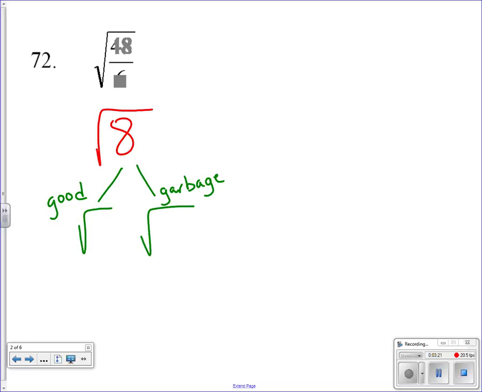Then also we have our list of perfect squares, so 1, 4, 9, 16, and so on. And is the number 8 divisible by any of these numbers? And the answer is yes. You can see that it's obviously 4. 8 is evenly divisible by 4, and as a result, we're going to place 4 into our good. Now 8 divided by 4 just comes out to be 2, and as a result, we're going to throw 2 inside of our garbage.